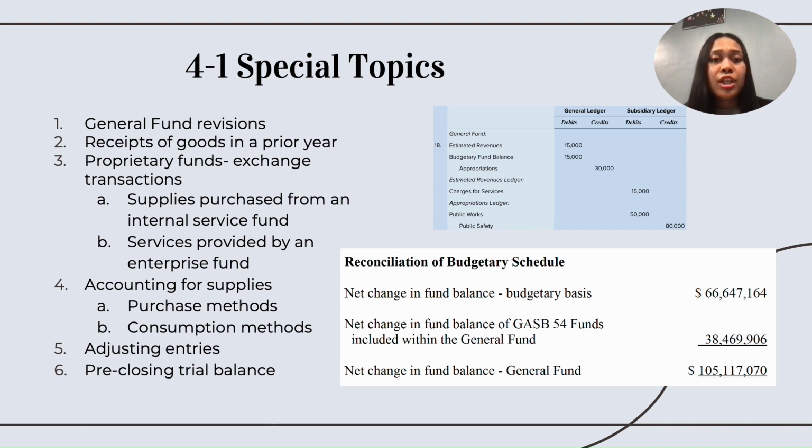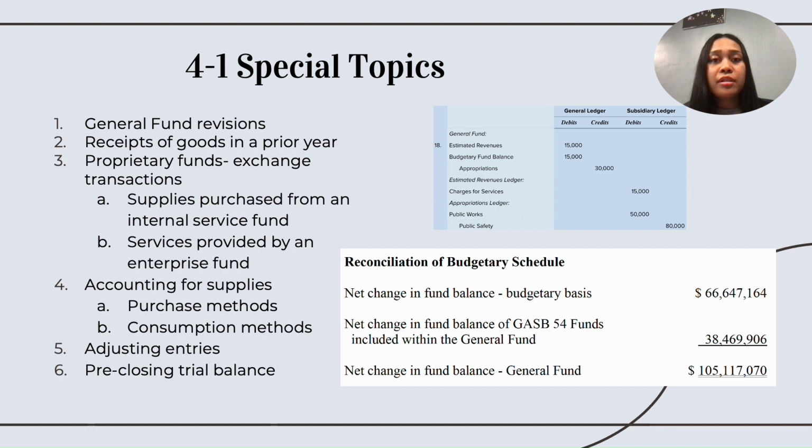3. Exchange transactions with a proprietary fund. Exchange transactions with proprietary funds are reciprocal transactions that occur internally within the government between funds and activities. These transactions include supplies purchased from an internal service fund or services provided by an enterprise fund.